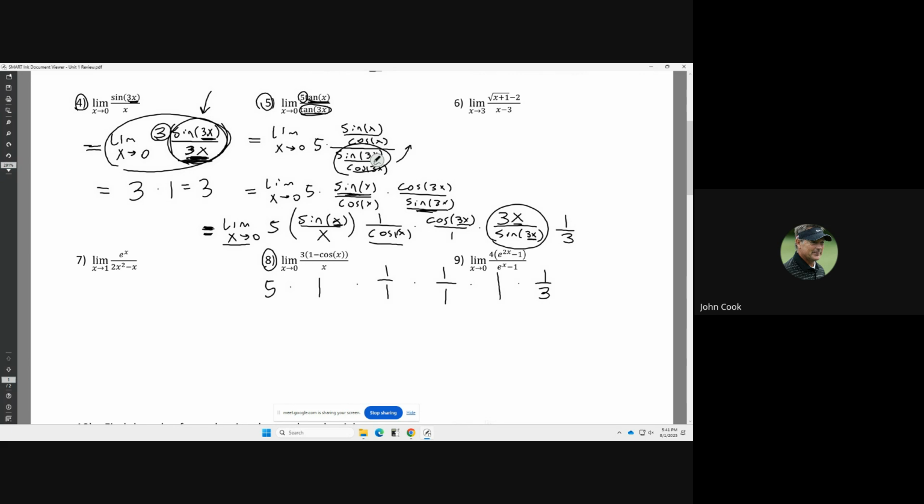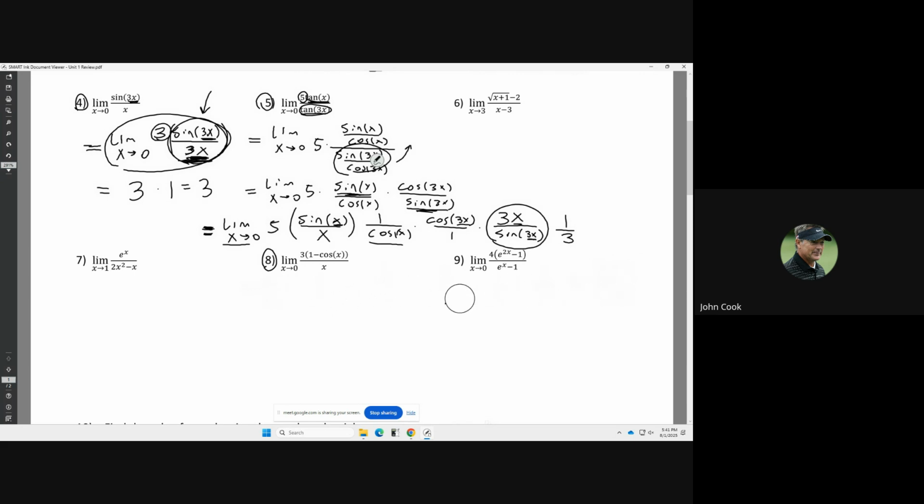So then if I multiply all this stuff together, I just get one number. It's going to be 5 times 1 times 1 times 1 times 1 times a third, which is 5/3. So 5/3 is going to be our limit for that problem number 5. Okay, so there we go. That's number 5. Now let's move on to this last one for the video, which is number 8.